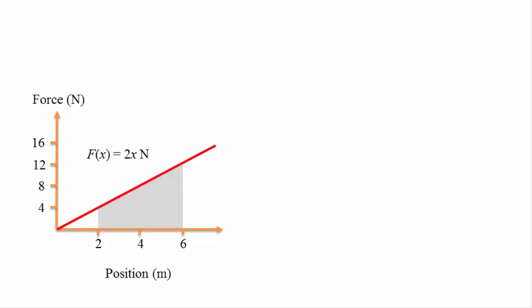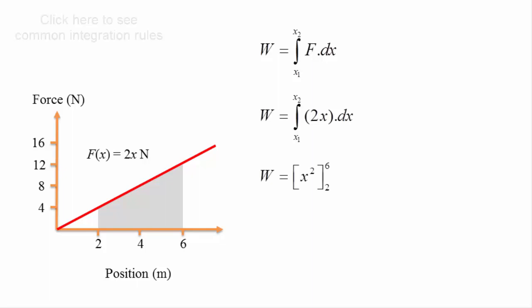The last technique is to use integration. For integration, we start with a function for the force and integrate it from the start position to the end position. So we integrate the function 2x between the values of 2 meters and 6 meters. The integral of 2x is x squared. There will be a constant as a consequence of the integration, but we'll ignore it because we are only interested in the work done between 2 meters and 6 meters. The constant does not cause any displacement.